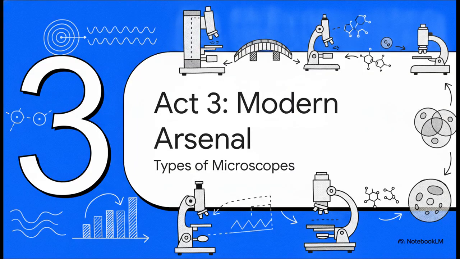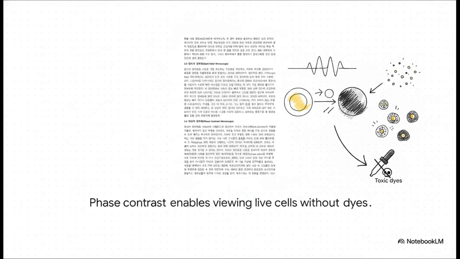Which brings us to Act 3, the modern arsenal. Let's take a look at how humanity built highly specialized tools to completely bypass physical limitations, like Ernst Abbe's optical diffraction barrier, for instance. So when we talk about phase contrast and dark field techniques, here is why this actually matters to you. Phase contrast takes invisible shifts in light waves and actually converts them into visible brightness differences. This is a huge deal because it allows us to observe living cells in real time, completely bypassing the need to kill them with toxic dyes just to see what their structure looks like.